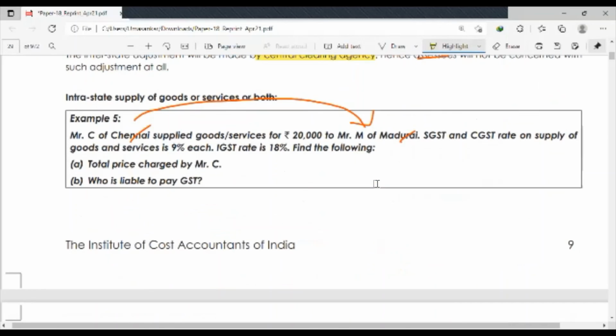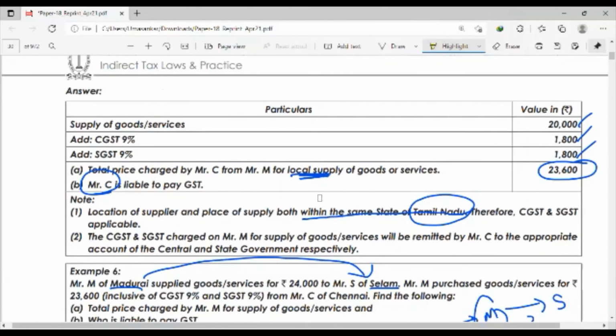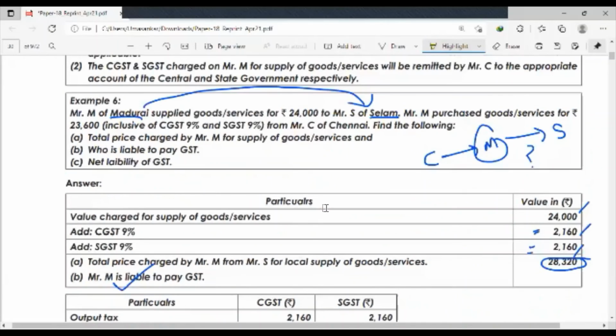See here, example 5. Mr. C of Chennai supplied goods or services worth 20,000 to Mr. M of Madurai. CGST and SGST are applicable at 9% each. What will be the total price charged by Mr. C and who is liable to pay GST? Supply of goods is 20,000, CGST 9%, SGST 9%, total value 23,600. The price will be this only. But who is liable to pay? Obviously the supplier, and the supplier is Mr. C.